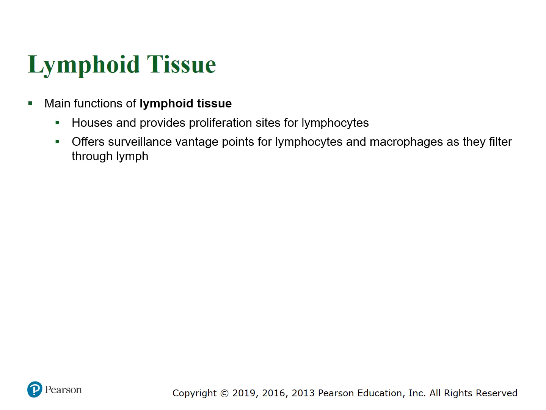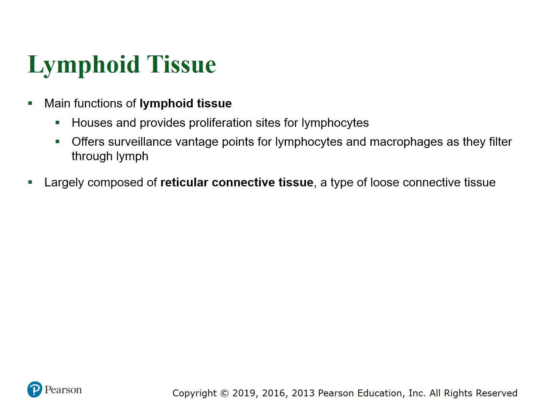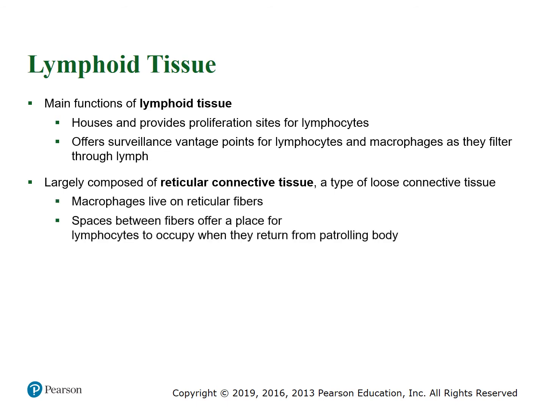They offer places where lymphocytes and macrophages can surveil or check the lymph for pathogens or cancer cells and so forth. They're largely composed of reticular connective tissue, and you just saw the reticular fibers in the previous slide. So again, this is a type of loose connective tissue. These lymphoid organs aren't as tightly packed as some other organs are. Macrophages will live on reticular fibers, and the space between the fibers offers a place for lymphocytes to occupy. This is what I meant by scaffolding for lymphocytes to occupy when they return from patrolling the body.